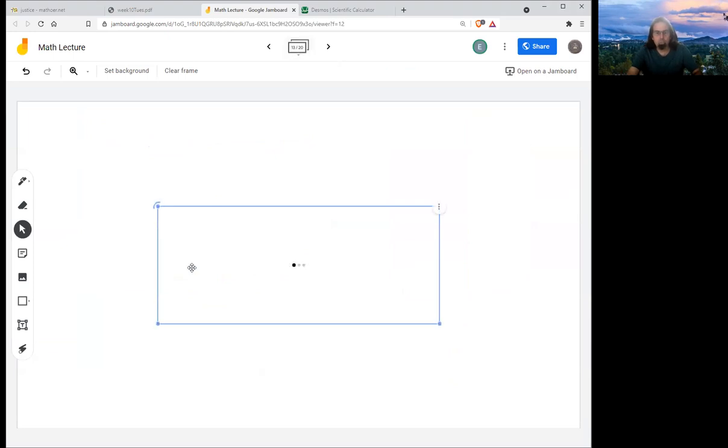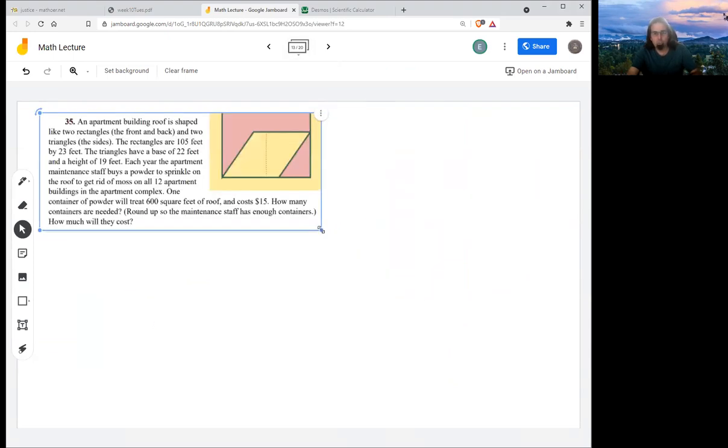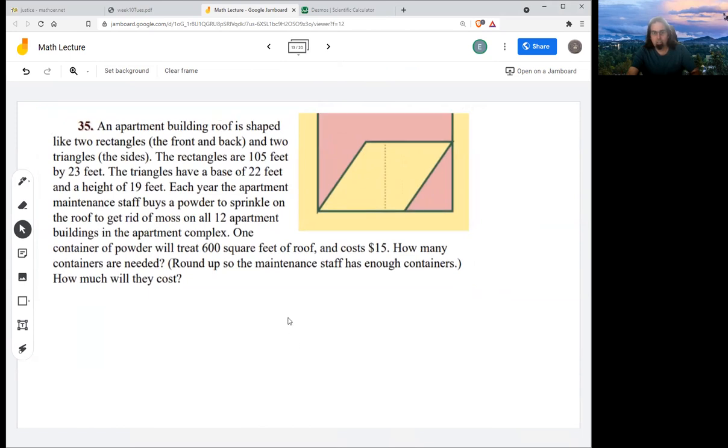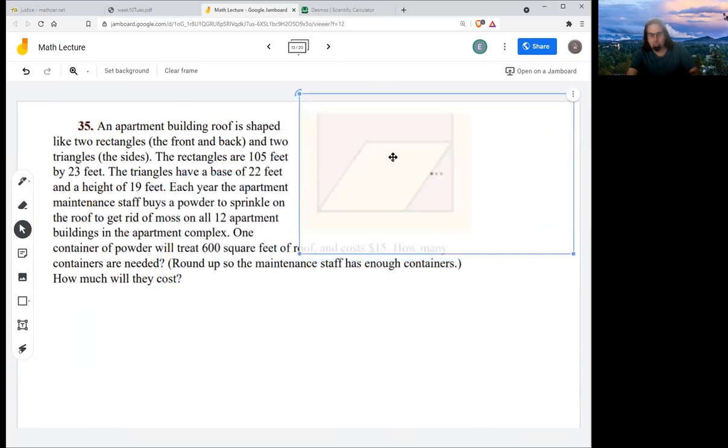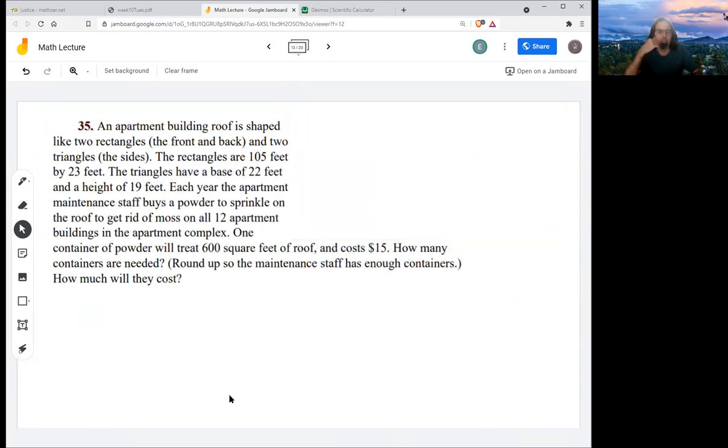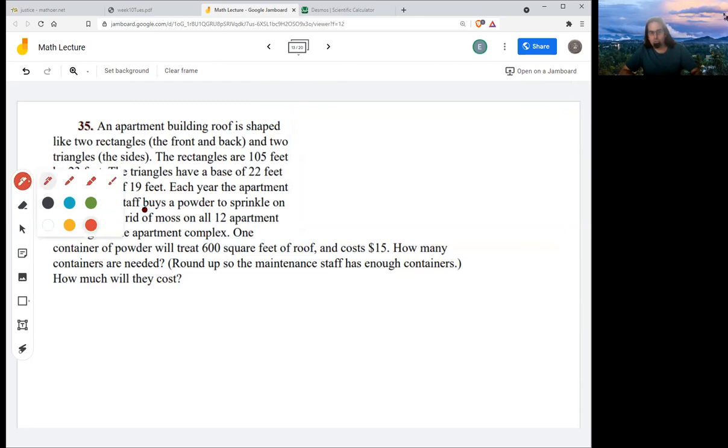Okay. This one, I need a picture. I'm going to try to draw a good picture so that I can add it to the test. See how well I do this. Okay, so an apartment building roof is shaped like two rectangles, a front and back.